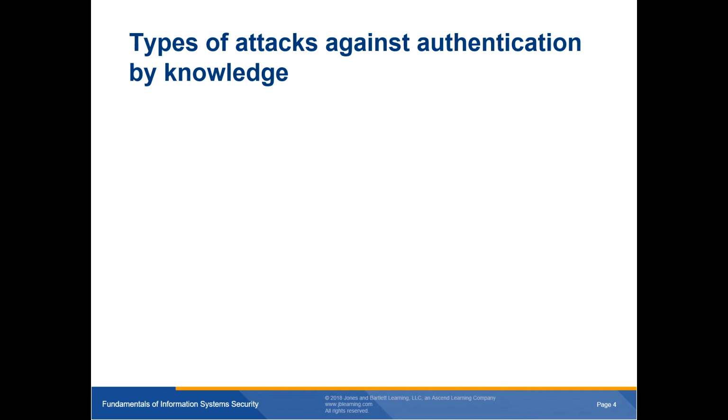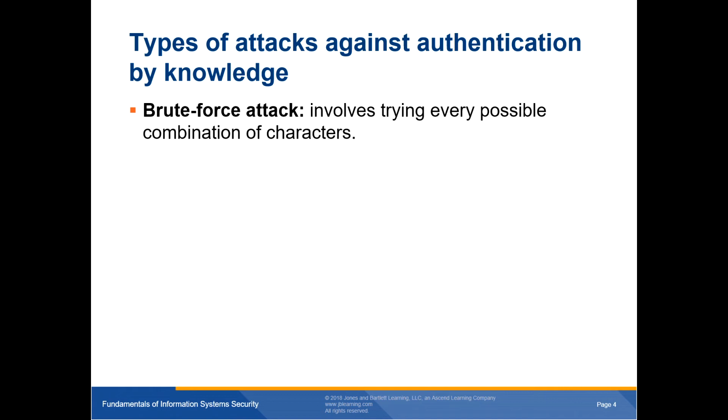Types of attacks against authentication by knowledge. First is a brute force attack. It involves trying every possible combination of characters. Modern password crackers don't try every combination of letters, numbers, and special characters in alphabetic order. Rather, they first measure what's known as the entropy, a measure of randomness of characters. Then they test low entropy words first, medium entropy words next, and high entropy words last.